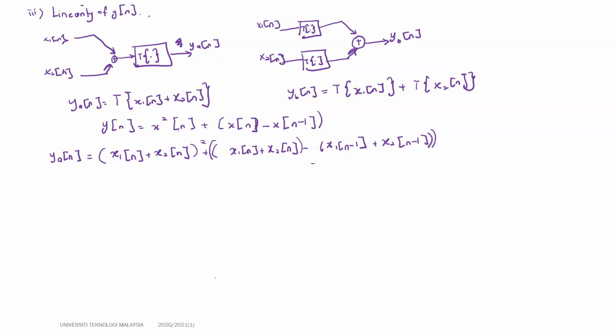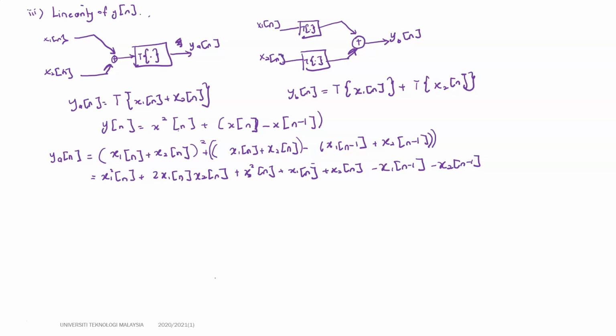Right, so if we solve for this equation, we will get x1 squared n plus 2 x1n x2n plus x2 squared n for this. And then for this one, x1n plus x2n minus x1 n minus 1 minus x2 n minus 1. Okay, so this is for yan.